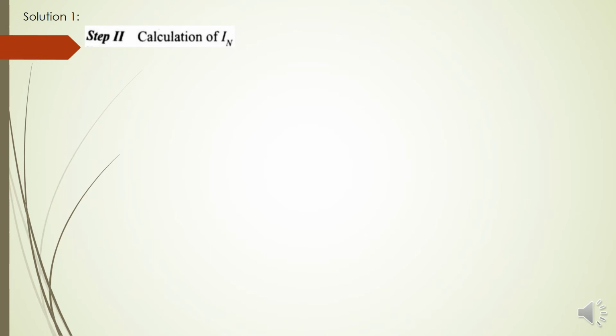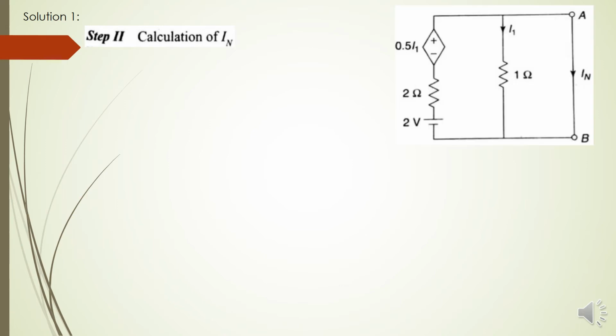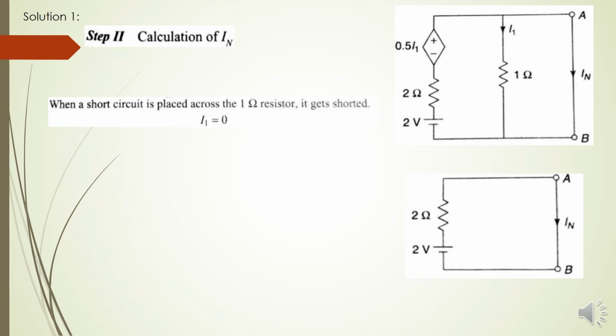Now step 2, calculation of Norton's current IN. Short circuit the terminals A and B and mark the Norton's current IN. When a short circuit is placed across the 1 ohm resistor, it gets short circuited and hence the current flowing through the 1 ohm resistor, I1, is 0. So the same network can be redrawn like this.